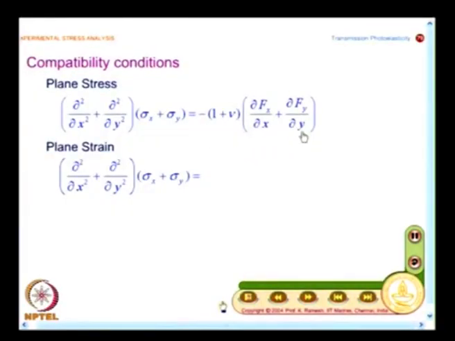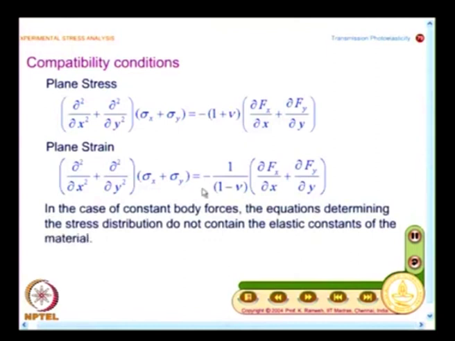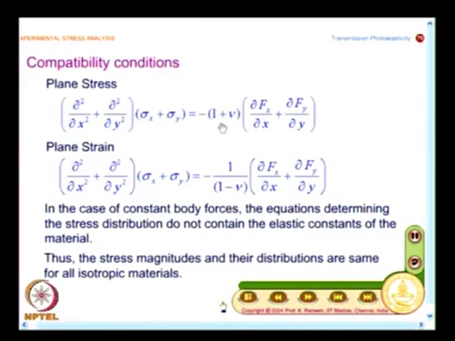Suppose you eliminate the consideration of body forces from the point of view of simplicity, you find the right hand side becomes completely 0. So, this equation will be independent of elastic constants again, and the right hand side will be slightly different when I go to plane strain. When I go to plane strain and find out what is the compatibility in terms of stress components, only the first term on the right hand side changes. Instead of minus 1 plus nu, it appears as minus 1 by 1 minus nu. So, in the case of constant body forces, the equations determining the stress distribution do not contain the elastic constants of the material.